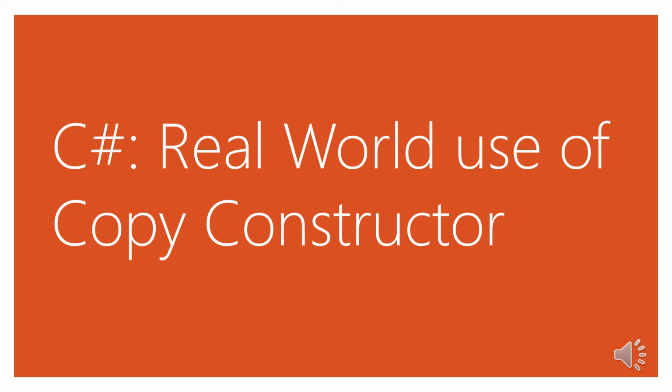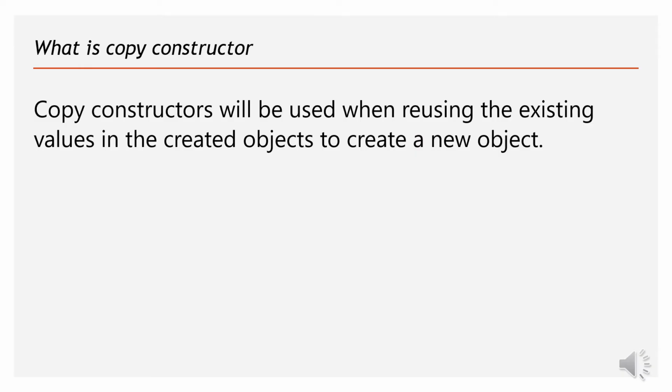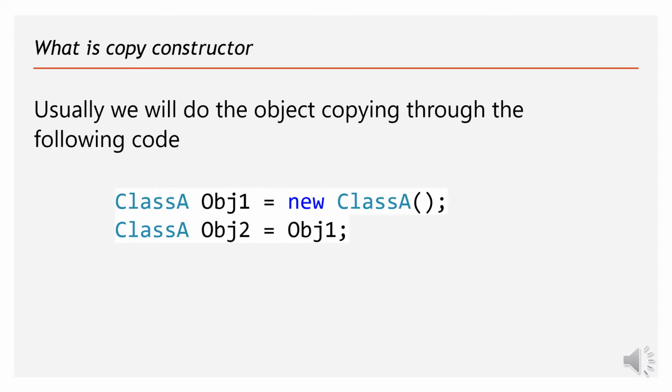Today we are going to see what is the real-world use of a copy constructor in C#. Copy constructors are used when reusing the existing values in the created objects to create a new object. Usually we do the object copying through the following code.